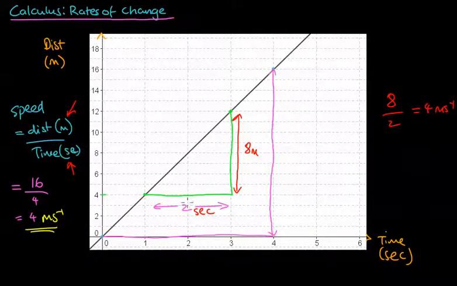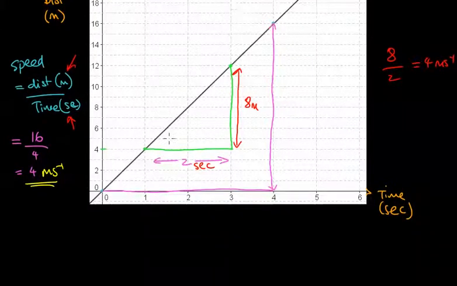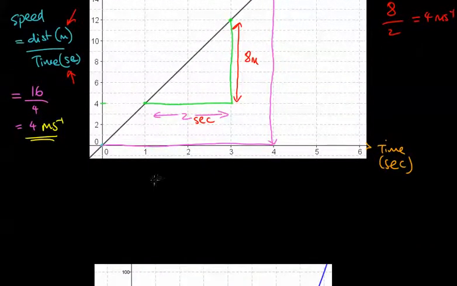But what we've also done is worked out the gradient of this line. If you recall how you work out the gradient of a line, you take 2 points on your line. Let's say here's our line, and you take 2 points on the line, and you draw a right angle triangle, and you work out the vertical step.